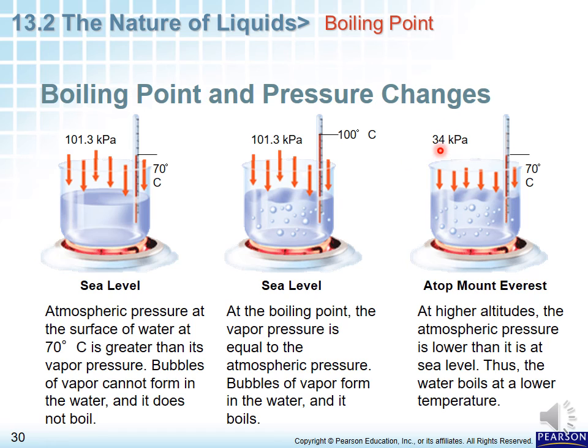But when you go to the top of Mount Everest, the atmospheric pressure is very low. Look at this, 34 kilopascal. What is normal? 101.3, which is 1 atmosphere, but here 34 kilopascal. Very low atmospheric pressure. Because of this, at 70 degrees Celsius, water starts boiling. You can see the bubbles. But at sea level, there is no bubble at 70 degrees Celsius. So at high altitude, the atmospheric pressure is lower than it is at sea level. Thus, the water boils at a lower temperature.